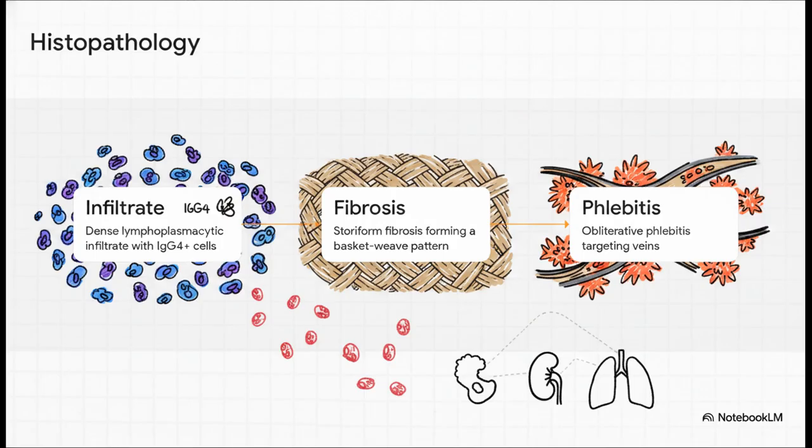Second, a very specific type of scarring known as storiform fibrosis, which kind of looks like a woven mat or a basket weave pattern. And third, obliterative phlebitis. This is where the inflammatory process actively targets and chokes off the veins. You might also notice some mild to moderate tissue eosinophilia, but those 3 core features, they are identical whether you're looking at a salivary gland, a kidney, or a lung.